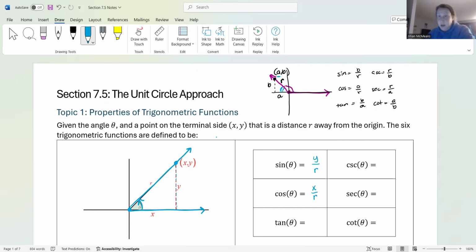Tangent, in the original drawing, we had b over a, but for us, it's going to be y over x. And that should make sense because tangent is the opposite side over the adjacent side.